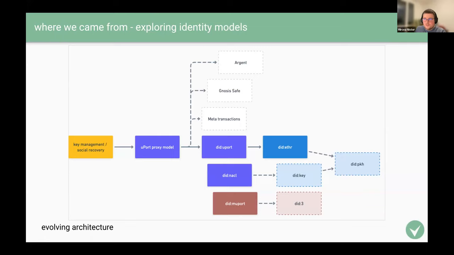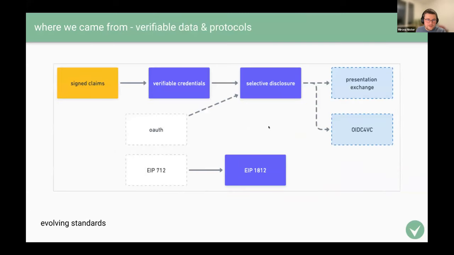Of course, along the way, we experimented with a lot more DID methods, like did:nacl, which was a sort of proto did:key, did:muport, something that became 3ID, which was used for a while by the Ceramic network. And of course, some of the stuff we used for did:ethr got reused for did:pkh. So we explored all of these identity models along the way.